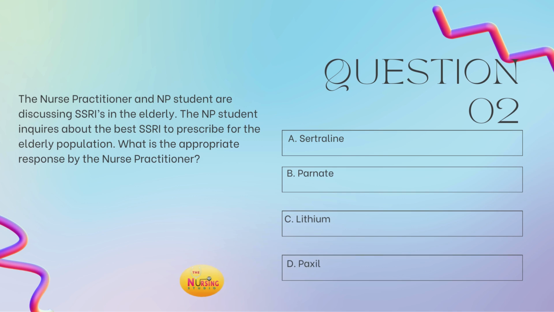All right, question number two. The nurse practitioner and NP student are discussing SSRI in the elderly population. The NP student inquires about the best SSRI to prescribe for the elderly population. What is the appropriate response by the nurse practitioner? Is it A, sertraline, B, Parnate, C, lithium, or D, Paxil? Take a moment and tell me what you got in the comments.